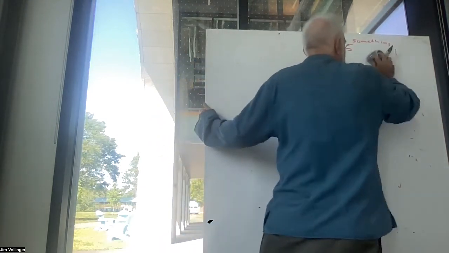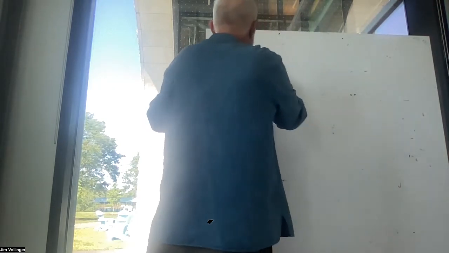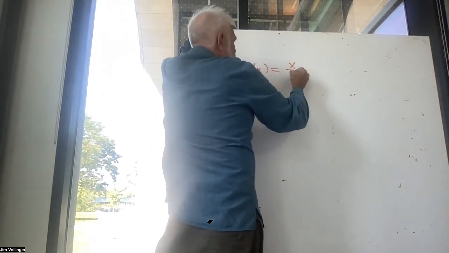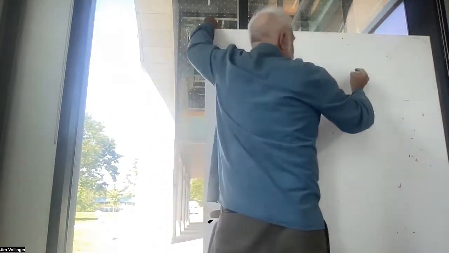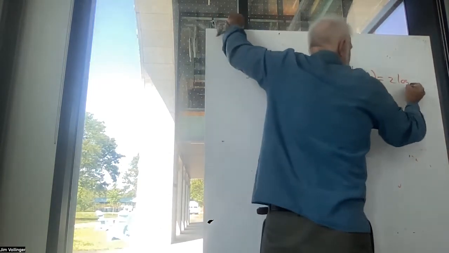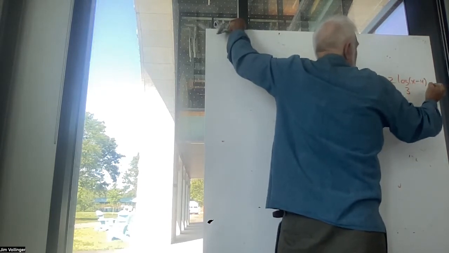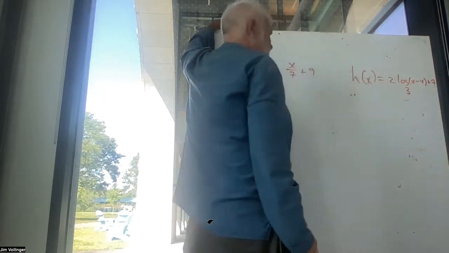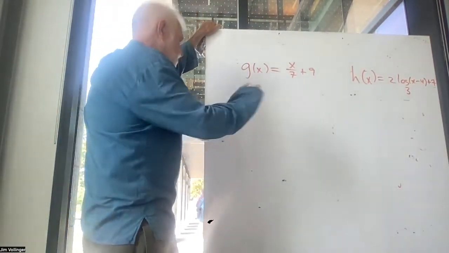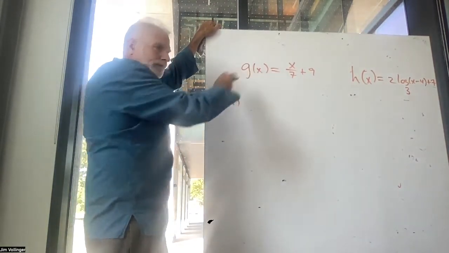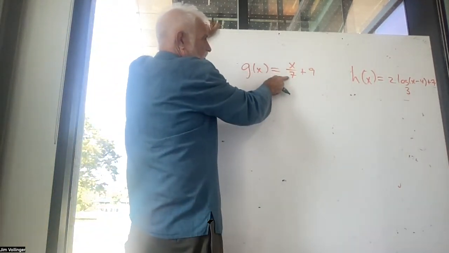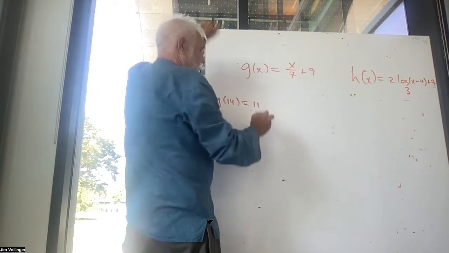Let's do one more series of those. Let's do g of x equals, how about x over 7 plus 9? And let's do h of x equals 2 log base 3 of x minus 4, plus 7. We'll end on that one. Almost done here. So, can you do g of 14? I hope at this stage, number 14 divided by 7 is 2, plus 9 is 11.